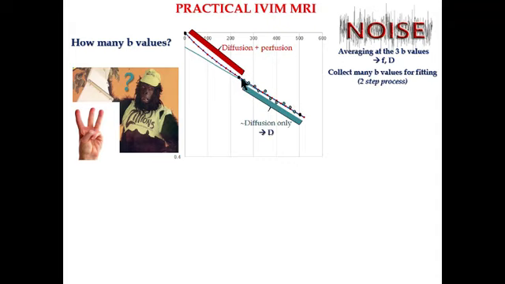One step is using somewhat high B values to estimate diffusion. Once we have this diffusion, we remove the diffusion part from the overall IVIM effect to get this pure IVIM perfusion effect. Then, with many B values, we can estimate not only F, but D star. So that's a good point.